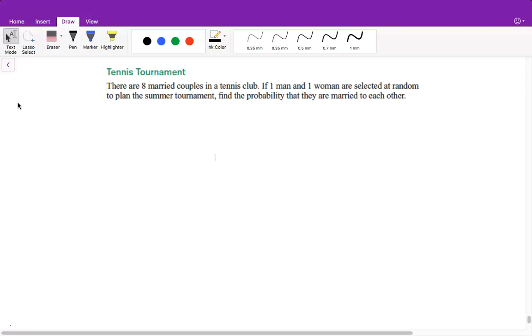There are 8 married couples in a tennis club. If one man and one woman are selected at random to plan the summer tournament, find the probability that they are married to each other. Now, there's a few ways you can go about this. I'm going to do it the longer way first and then go through the shorter way after. So we're picking one man and one woman. There's 8 men that we can pick from and 8 women we can pick from.